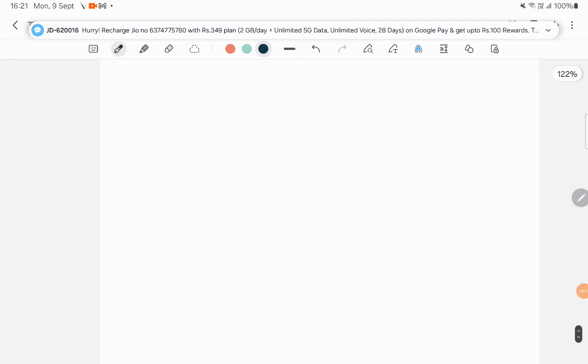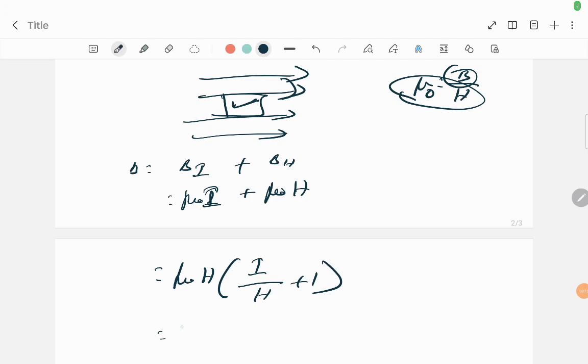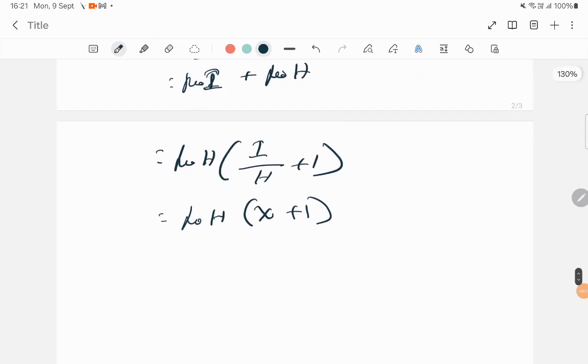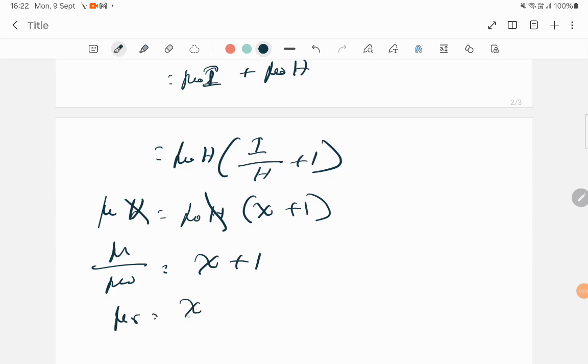From this, you take mu naught and H out, so that you get I by H plus 1. And I by H itself is susceptibility. Now you write mu into H on the left side, so that H and H get cancelled. Mu by mu naught is equal to susceptibility plus 1, which is mu r is equal to susceptibility plus 1.